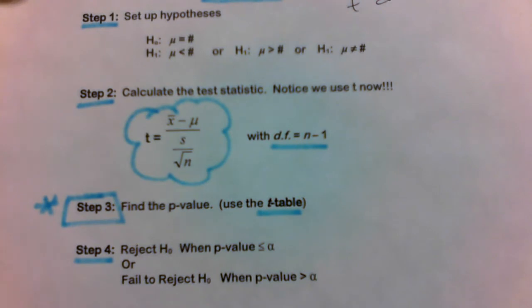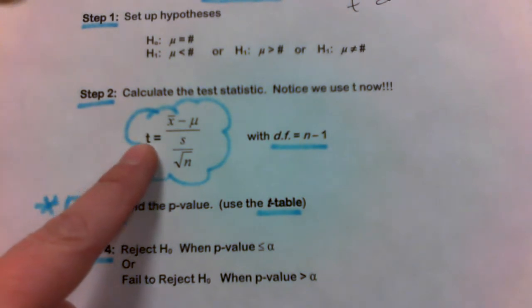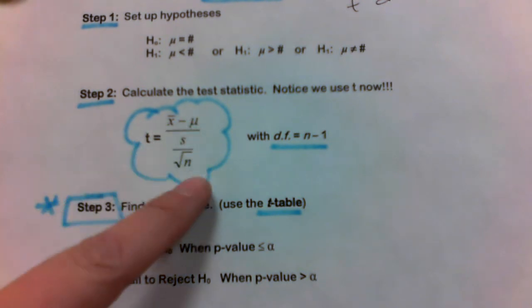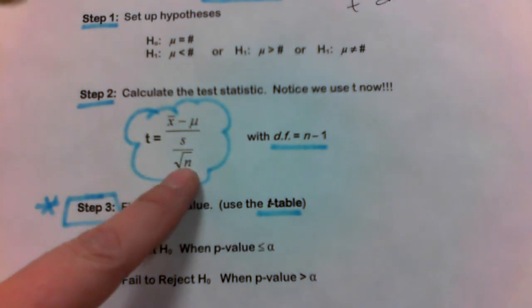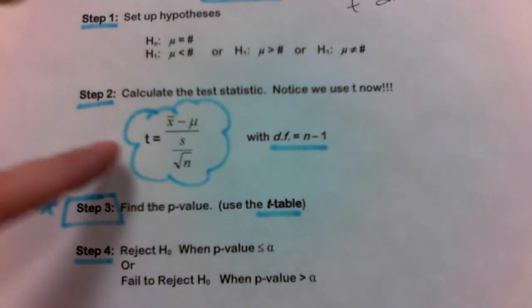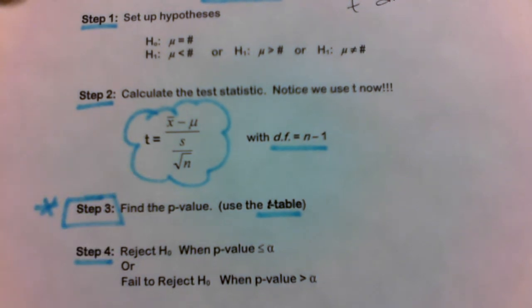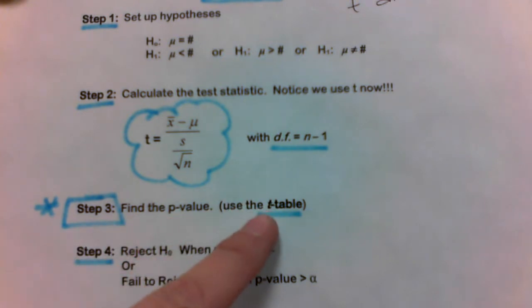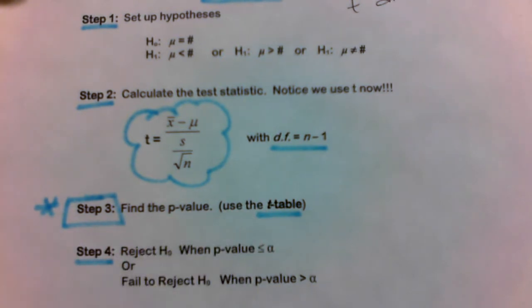Since sigma is unknown, we calculate t because we have s, not sigma, and so we have x bar minus mu divided by s divided by the square root of n. So we will not use the z table, we will use the student's t distribution. And here in a little bit I'm going to show you how to use that student's t distribution. So step 3 is where the big change is because we go to the t-table to find the p-value, and it is different than the z.